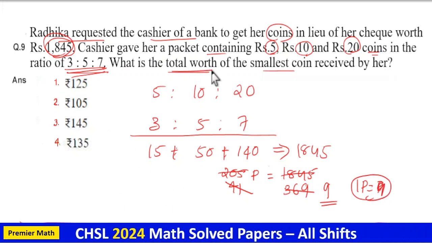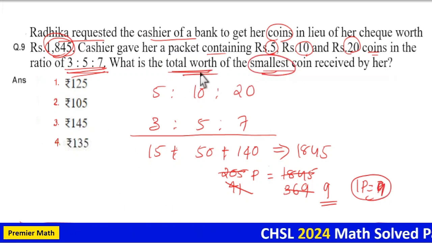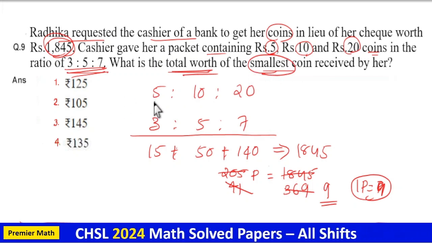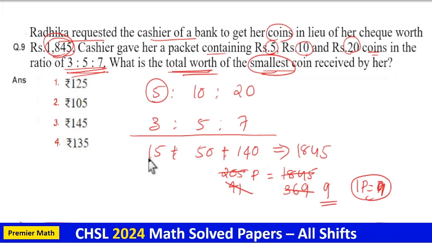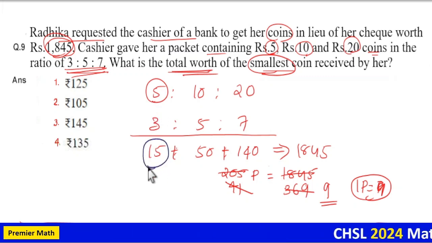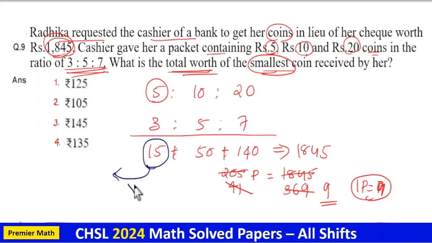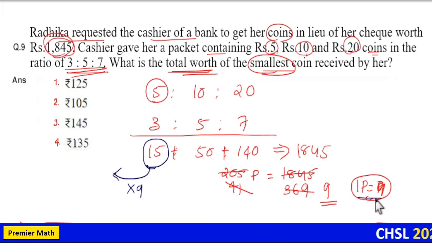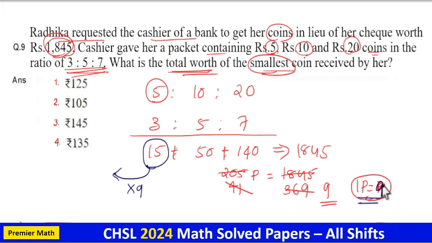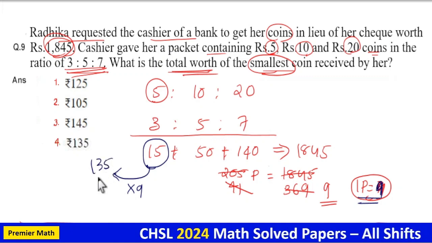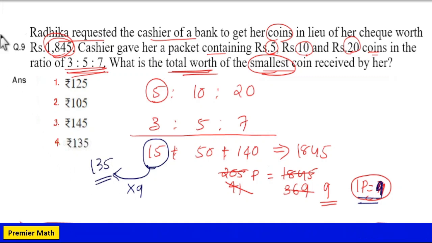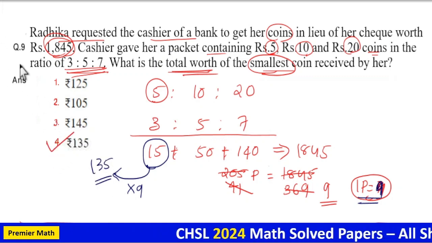Then we need the total worth of smallest coin. Here smallest coin is 5 rupee coin, which means total worth of this 5 rupees coin is 15 parts. So 15 parts is equal to 15 into 9. 1 part is equal to 9. Then 15 parts is 15 into 9, 135 rupees. So option 4 is your answer.